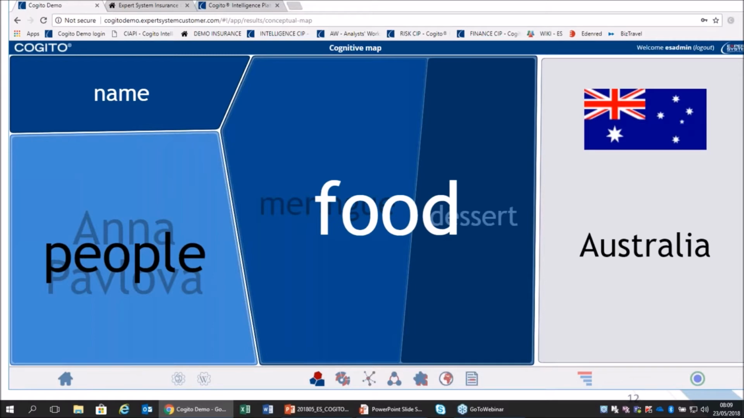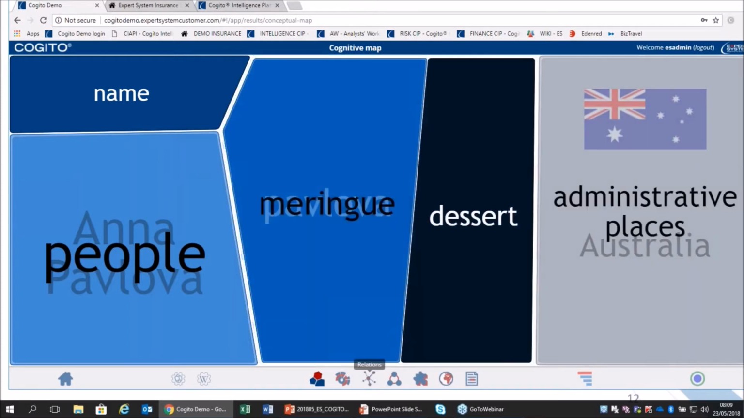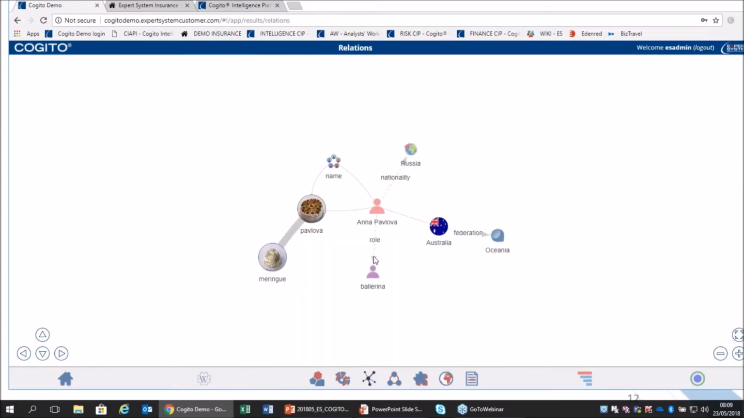So suppose that we have a large text, a lot of documents. First of all, we are able to have a structured representation of the text. After that, I can also see in a very simple way the relationships between all the entities involved in my sentence. As you can see here, I rapidly see that Anna Pavlova is related with a dessert, Pavlova. And through the name, I know that Pavlova is a meringue-based dessert, so I can have an overview of all the relationships between my entities.